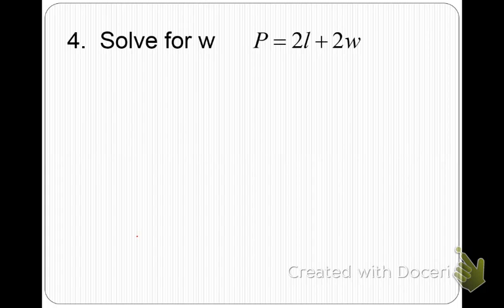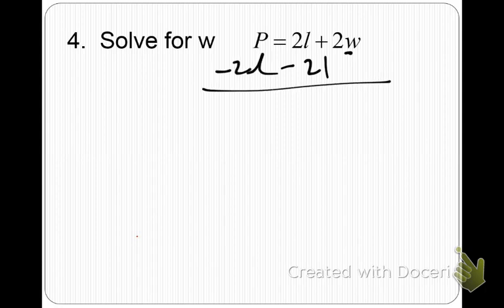Okay, got another one for you. P equals 2L plus 2W. We're going to solve this guy for W, right? That means I want to leave him alone. I don't want to move him. I don't want to do anything with him. So let's move the other guy first. Subtract 2L. Okay, zero that 2L out.